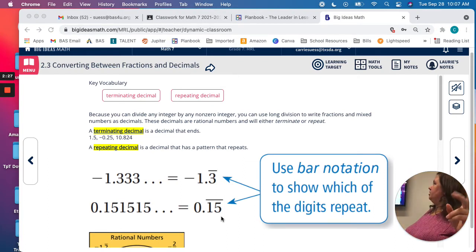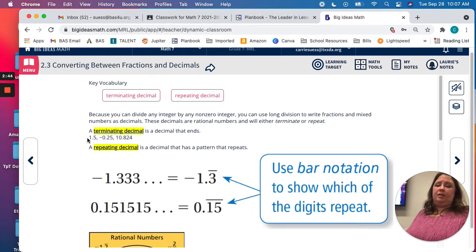Any questions between terminating decimal or repeating decimal? This is what your homework is going to be. So if you have a question, ask. Yes? The terminating decimal is the first one? The first one, right here. So these are both repeating because you see they both have a bar.